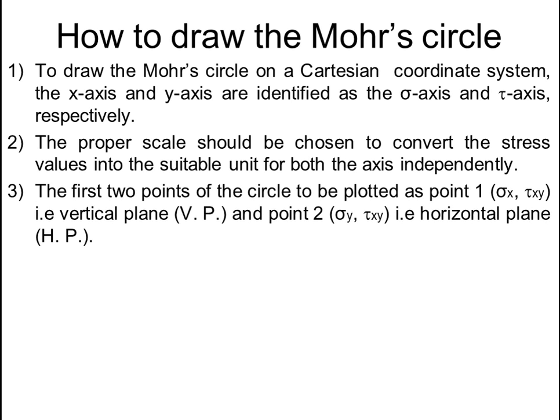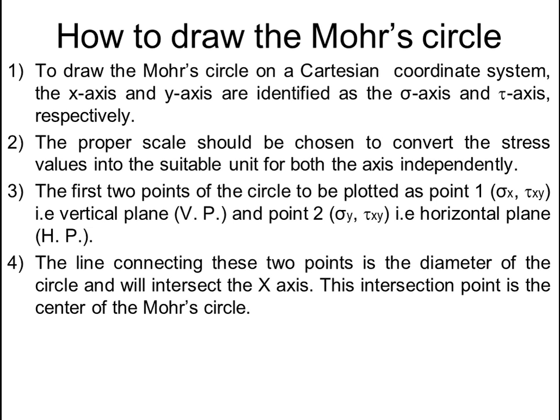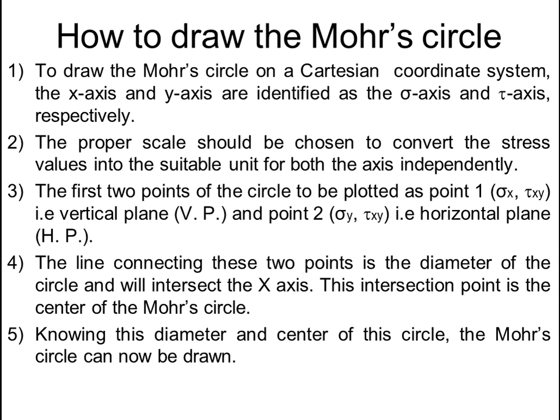independently. The first 2 points of the circle to be plotted are point 1, that is sigma x, tau xy, this is the vertical plane VP, and point 2, sigma y, tau xy, this is the horizontal plane HP. The line connecting these 2 points is the diameter of the circle and will intersect the x-axis. This intersection point is the center of the Mohr circle. Knowing this diameter and the center of the circle, the Mohr circle can now be drawn.